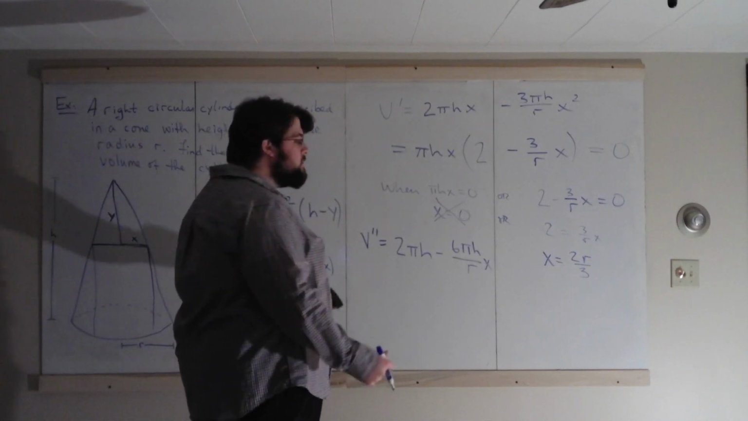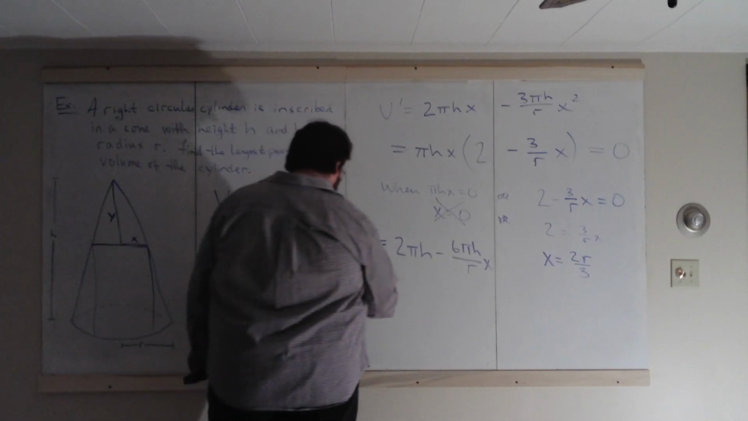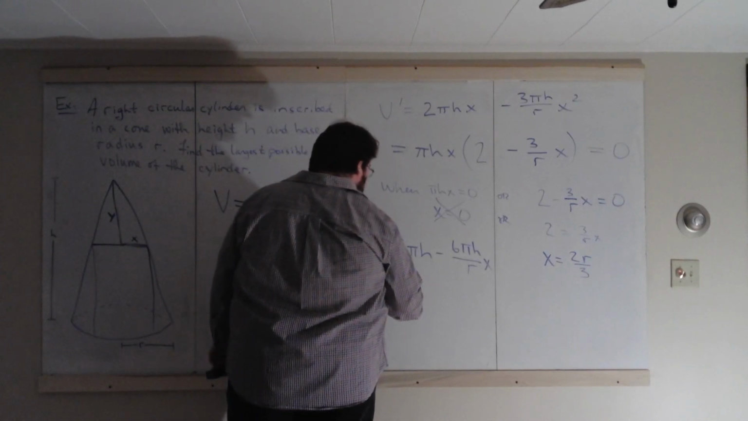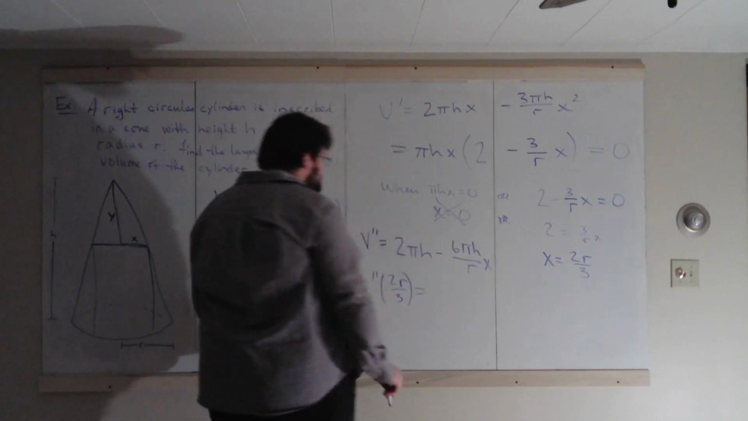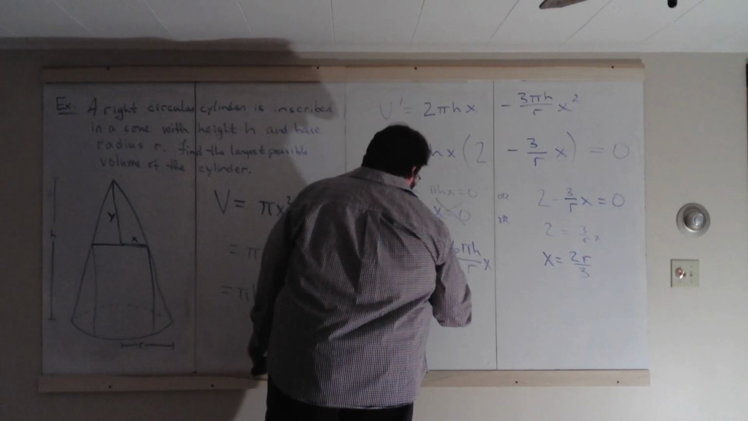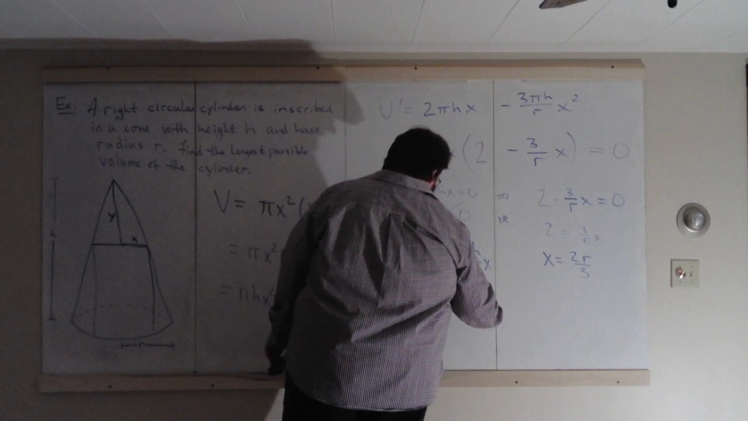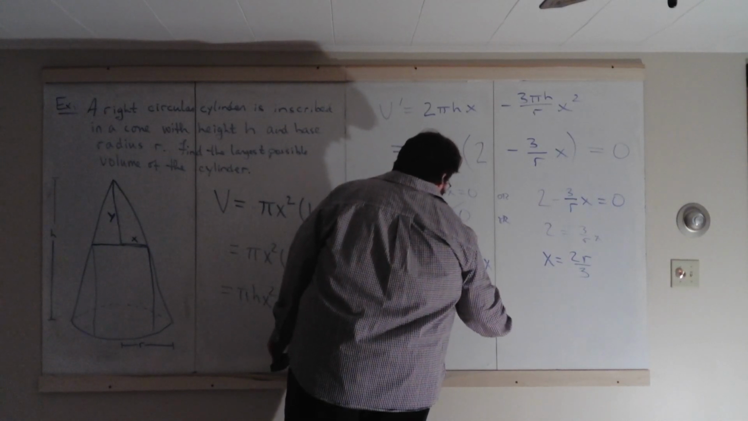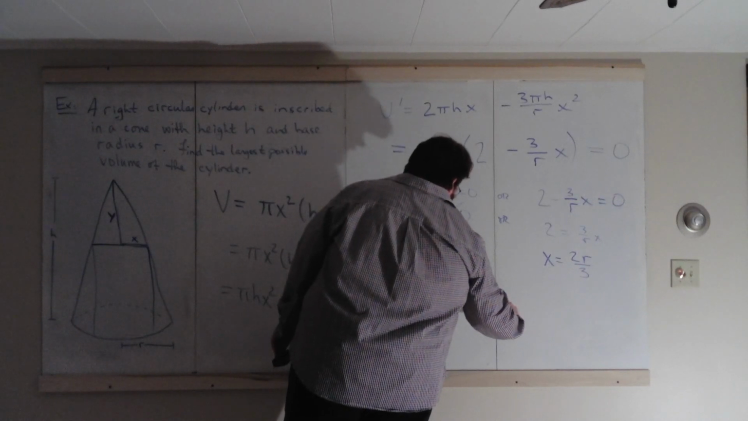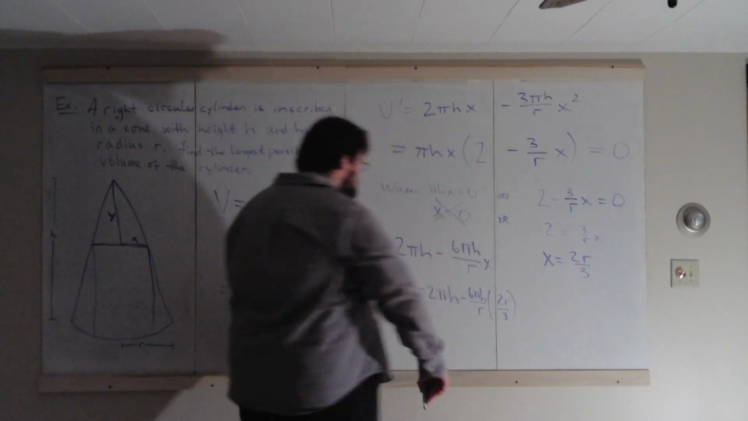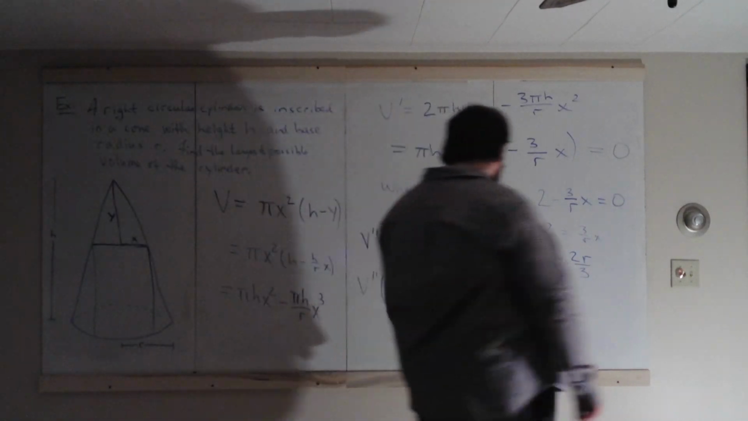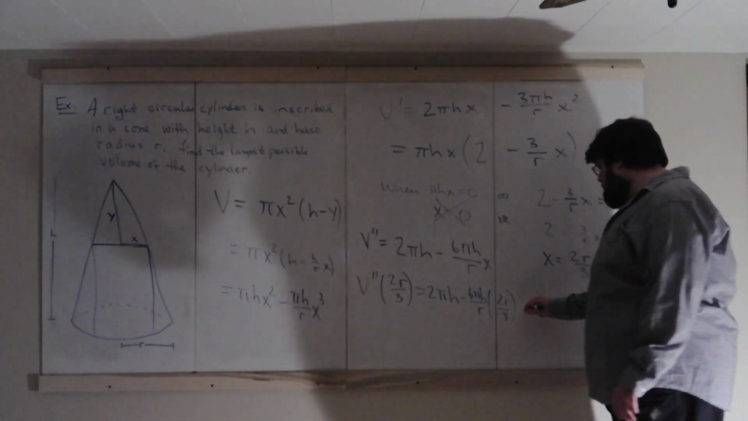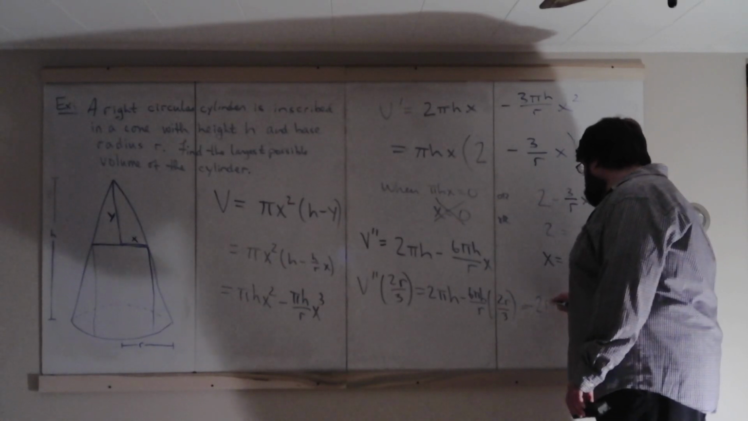Here we have to do a substitution. V prime prime at 2r over 3 equals what? Well, 2 pi h minus 6 pi h over r times 2r over 3. So now we have some nice simplification. What kind of simplification do we have? Well, the 2 pi h we'll leave alone.